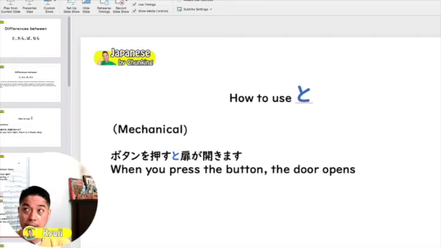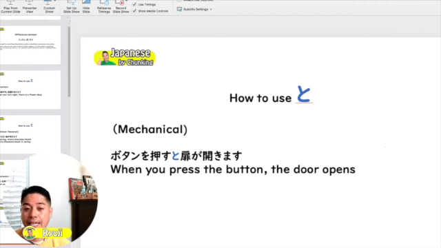So it could be buttons, it could be switches, it could be levers of some kind. So something mechanical, when you do an action A, something action B will happen. ボタンを押すと扉が開きます。So when you press the button, the door opens. So when you do one action, there's always a reaction. So press the button, the door opens. In this case, you can use と.